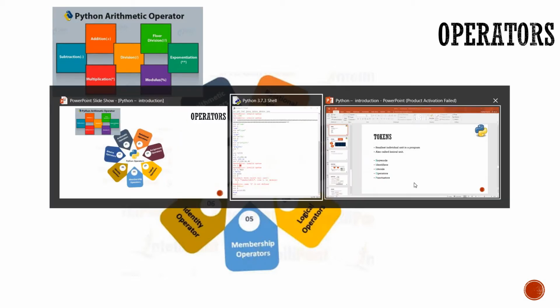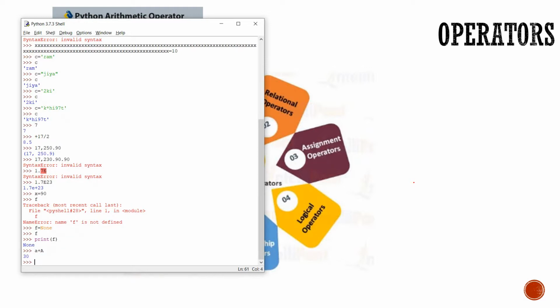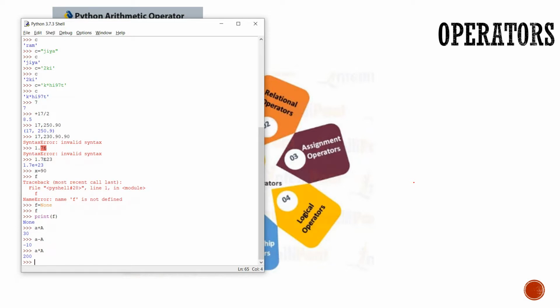Let us try first the arithmetic operators. Okay, so we are having 2 values, okay, we will do the addition of a plus b. Okay, a plus capital A, let's see. So we are having 30. Okay, if I am doing a minus a, it is minus 10. Same case if I am doing a into a, it is 200. So these are all the arithmetic operators.